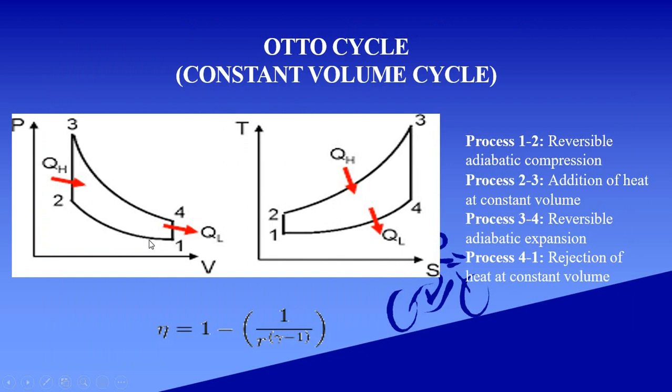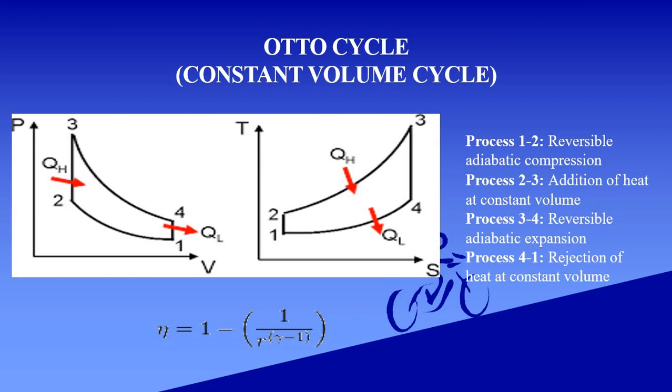So here, 1 to 2 is an adiabatic process, 2 to 3 is a constant volume process, 3 to 4 is adiabatic, and 4 to 1 is constant volume. Since this is an adiabatic process, you have to write the PV relation. So P1 V1 T1, that is P1 by P2 should be equal to V2 by V1, that is equal to T1 by T2, and this is an adiabatic process.